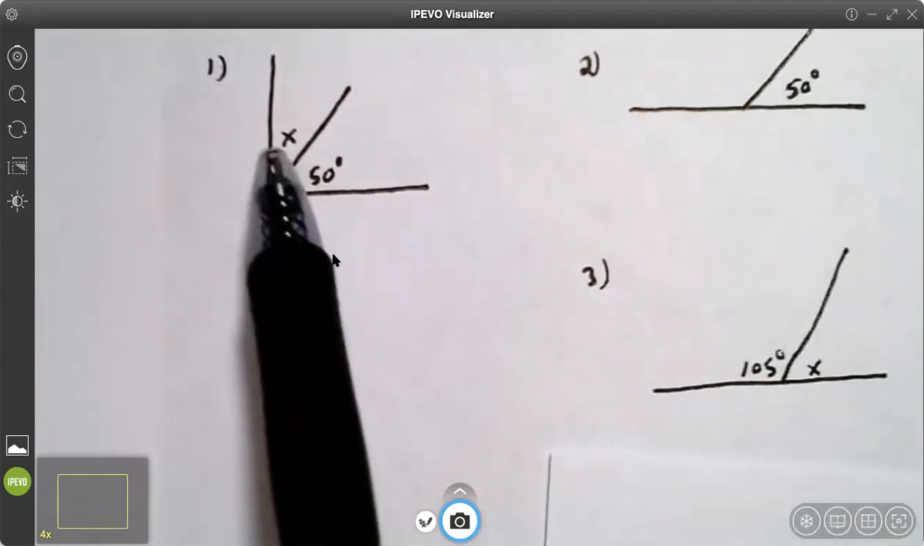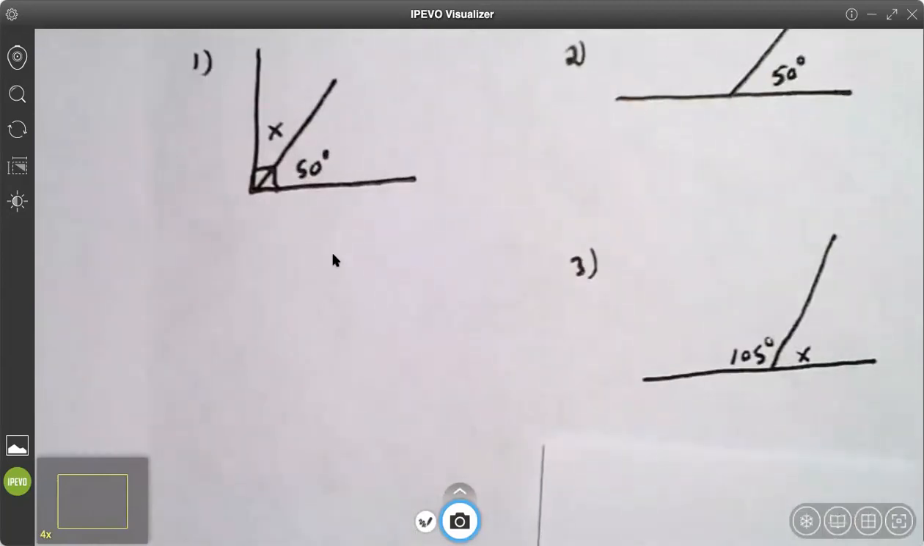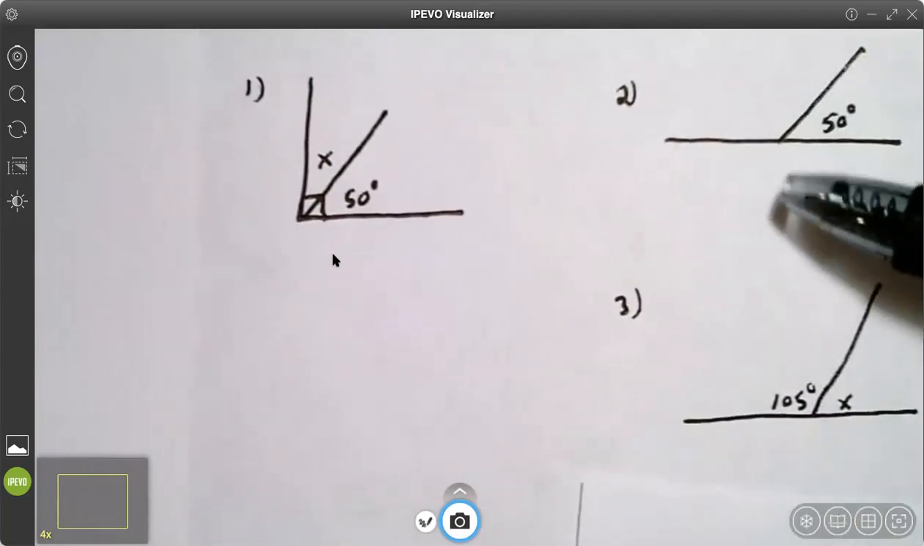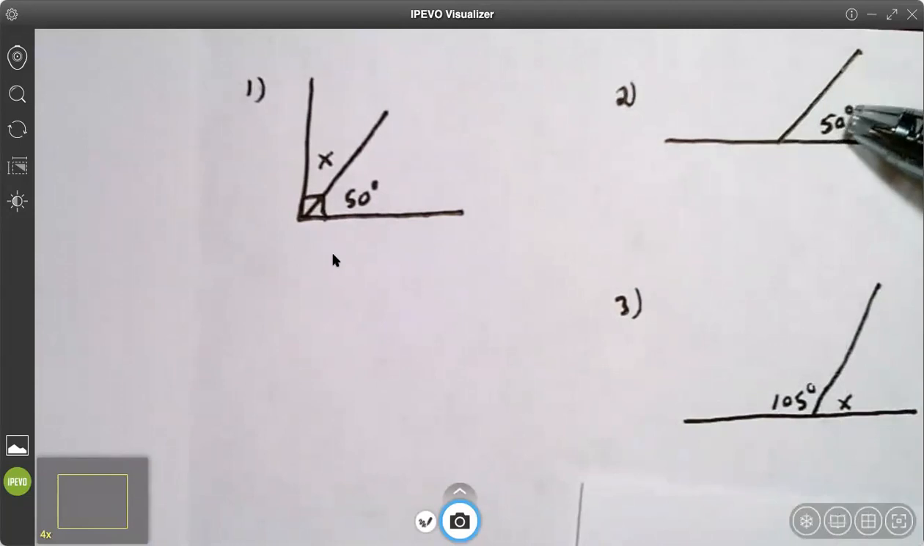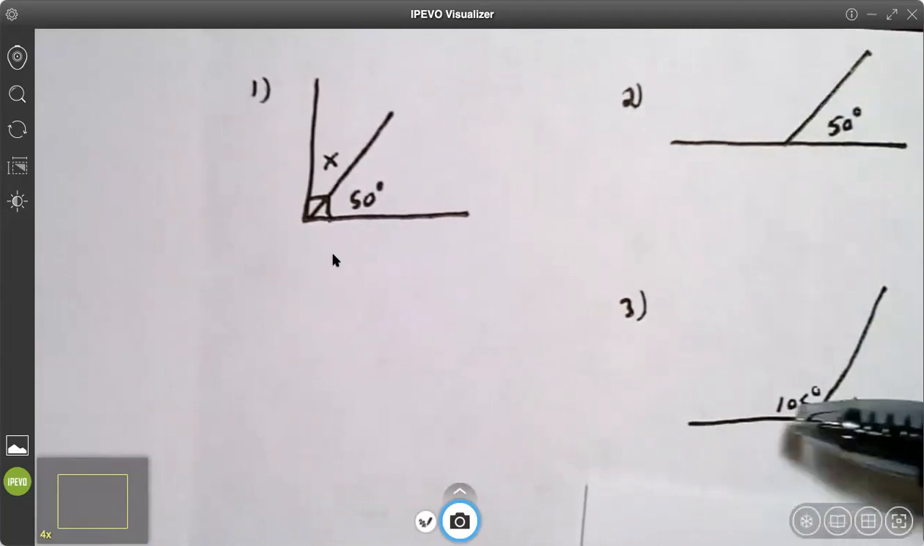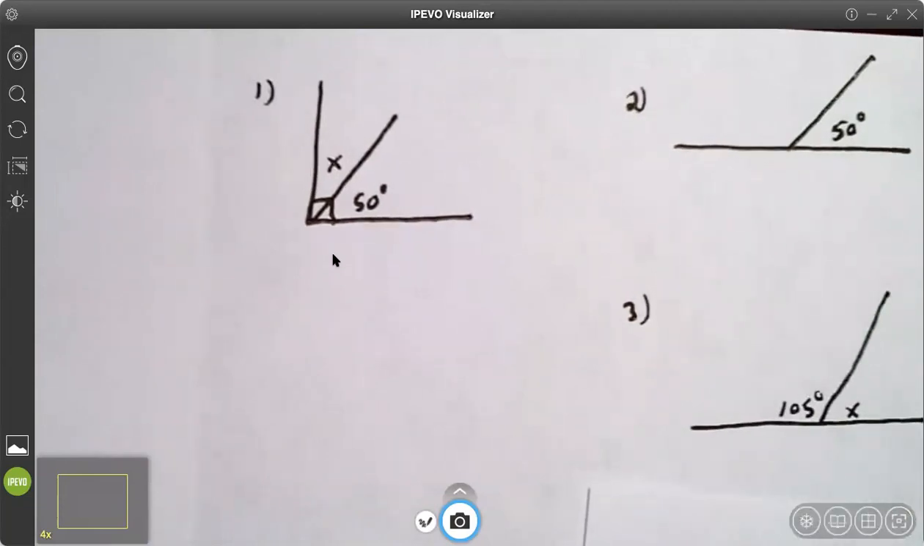Number 1, those are complementary. The answer is 40. 90 minus 50 is 40. Number 2, supplementary angles are 180 degrees. 180 minus 50 equals 130. And on number 3, those are also supplementary angles. 180 minus 105 equals 75.